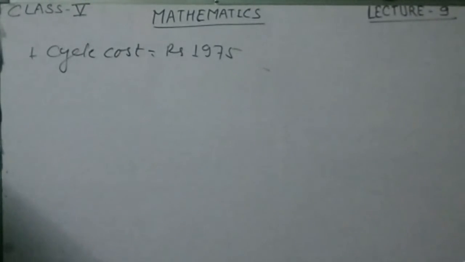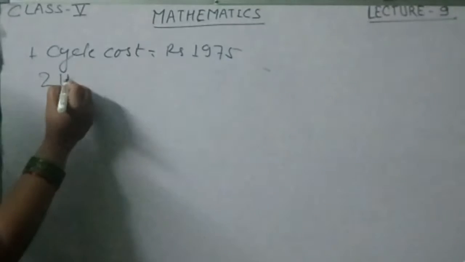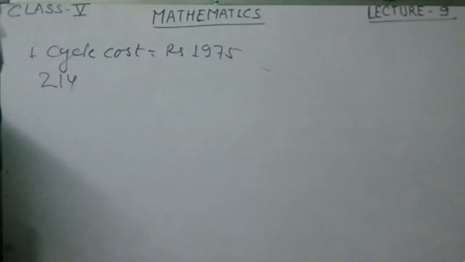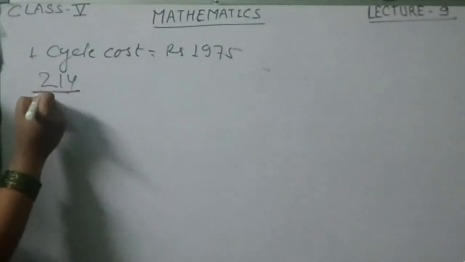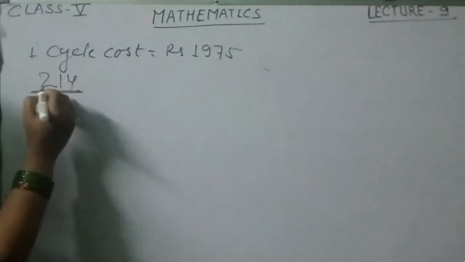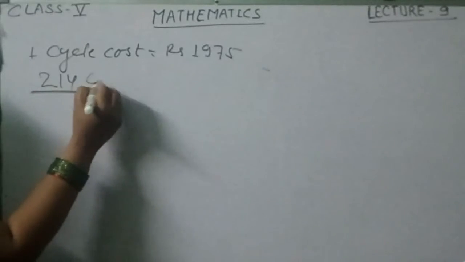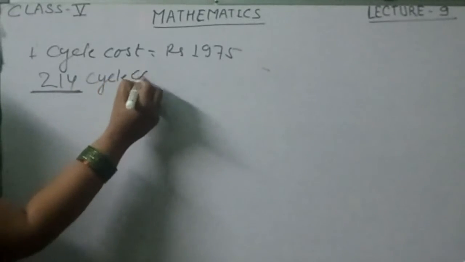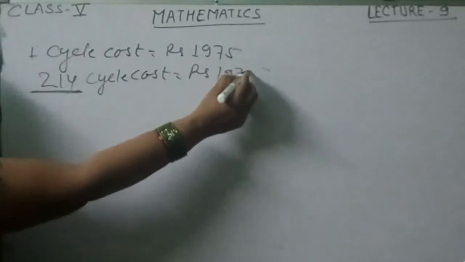Means total girls in the high school. How much? Total girls is 214, and each girl gets a cycle. Means how many cycles are needed? The total girls is 214, so 214 cycles are needed. Then you have to write the cost of one cycle. Then the cost of 214 cycles, what I told you: you have to multiply the numbers together.